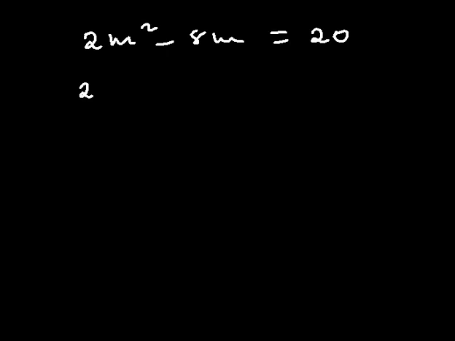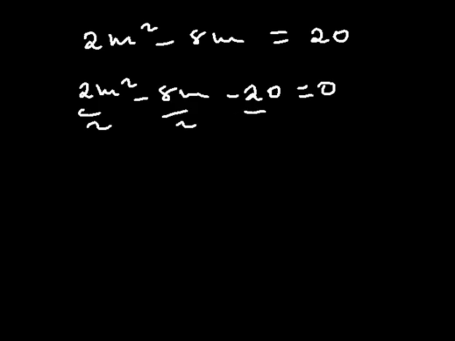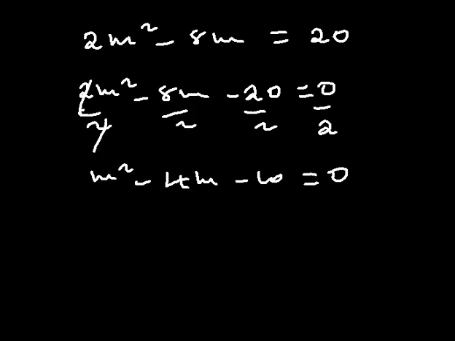So we have 2m squared minus 8m minus 20 is equal to 0. And from there, we have to divide everything by 2, since the value of a has to be equal to 1. So to eliminate the value of a, which is other than 1, we have to divide everything by that particular value. Therefore we'll have m squared minus 4m minus 10 is equal to 0.